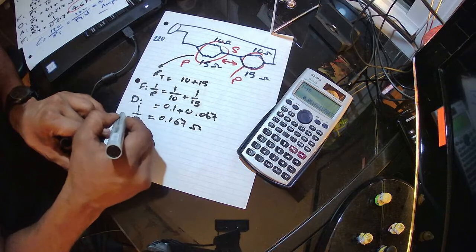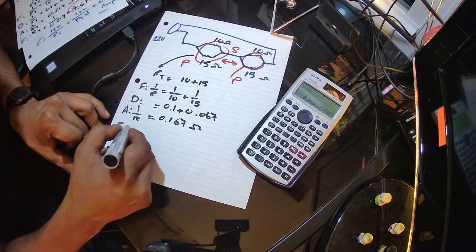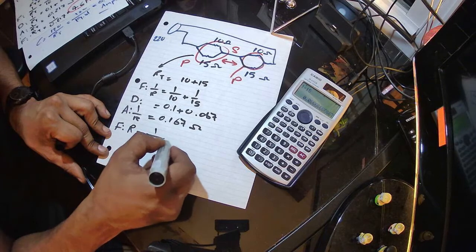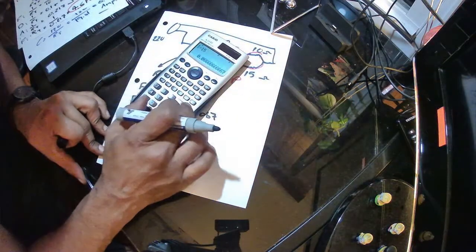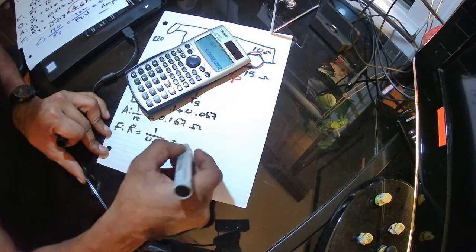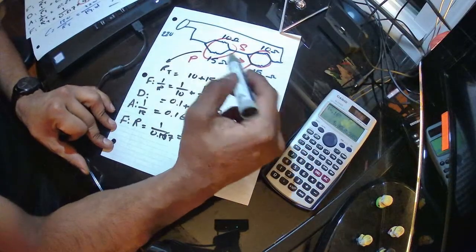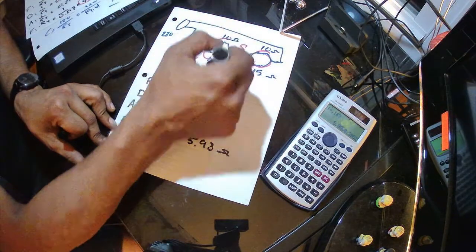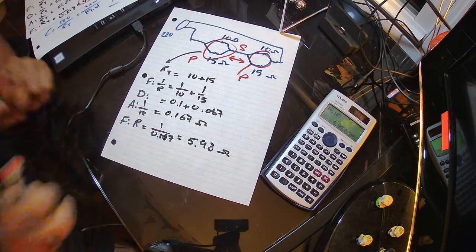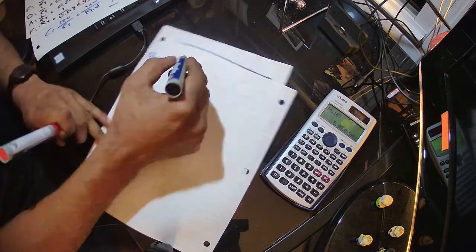This is divide, then add, then finally flip again. Don't forget this step. Everybody forgets this step. 1 over 0.167, and I got 5.98 ohms. And if I look closer, this is smaller than these two, so I did not make a mistake. And if I want to redraw this circuit, it will look something like that.